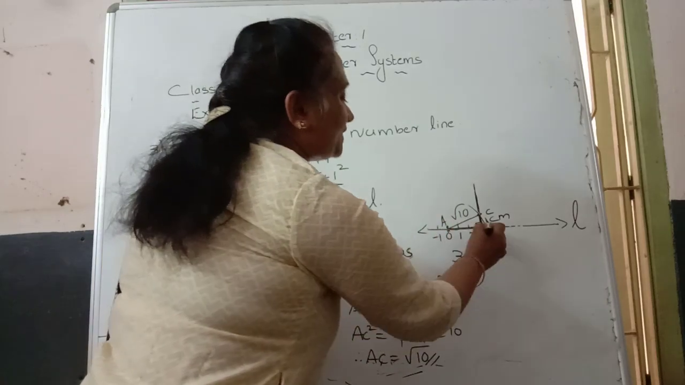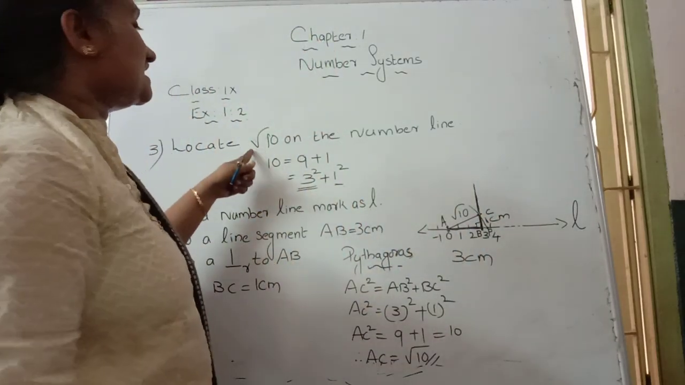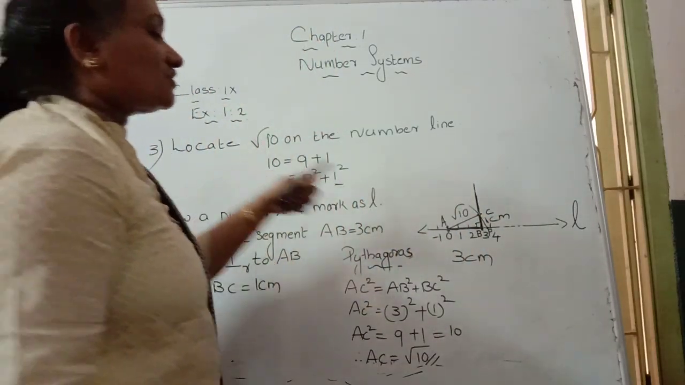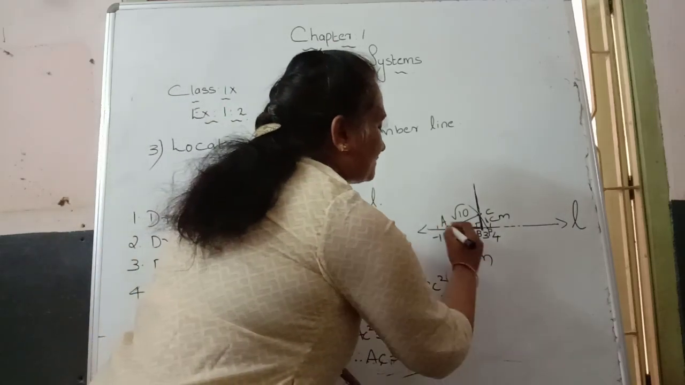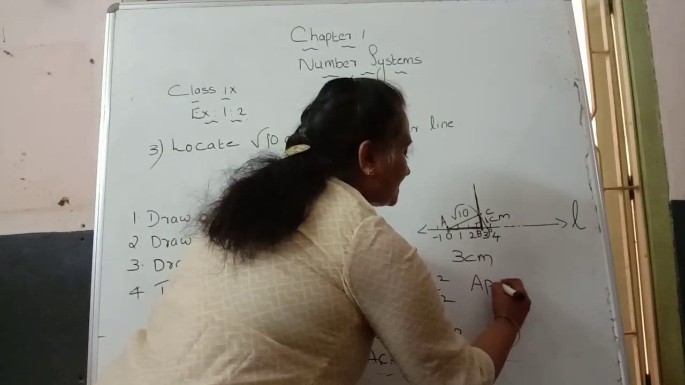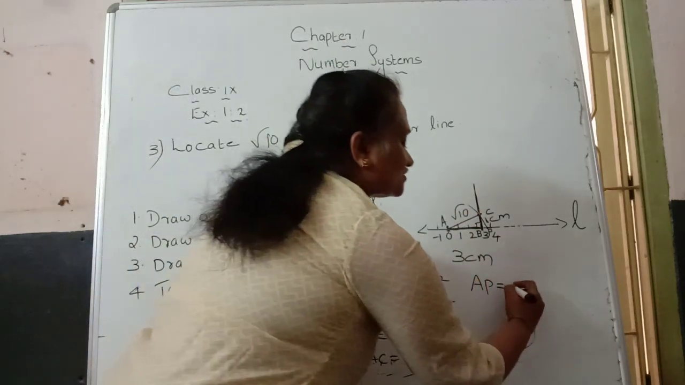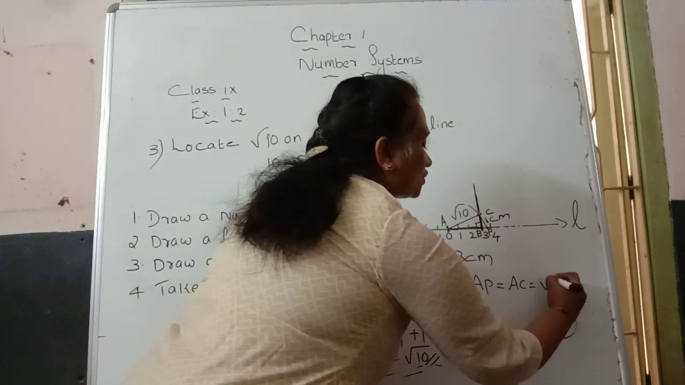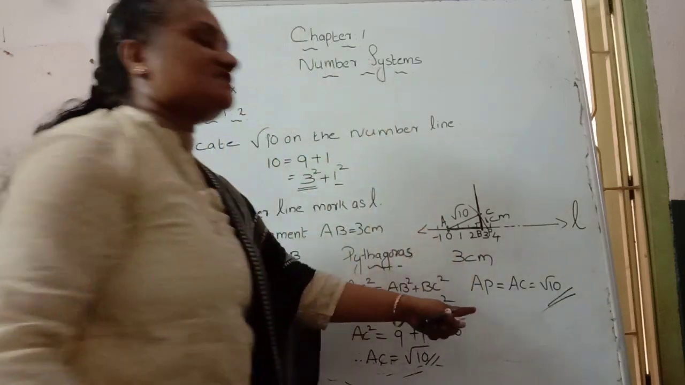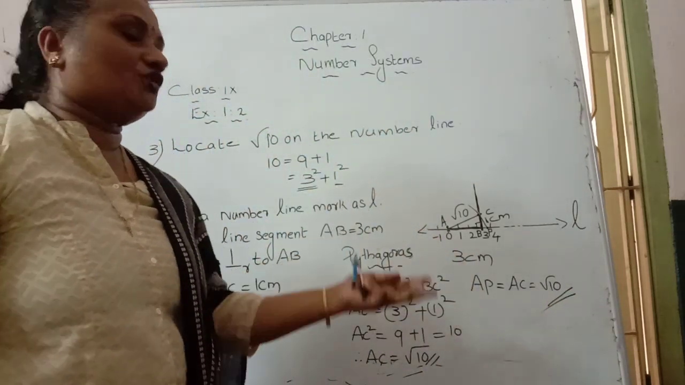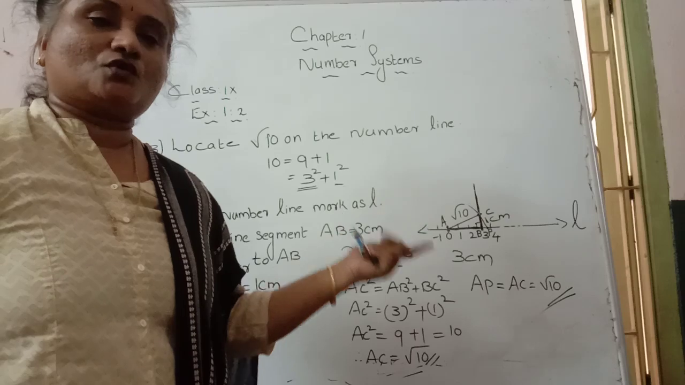So the A to P distance represents how much? Root 10. So we can say the AP distance is root 10. In the same way, using the Pythagoras theorem, the AC distance we also got as root 10 units. So this is the construction of root 2, root 5, root 10.